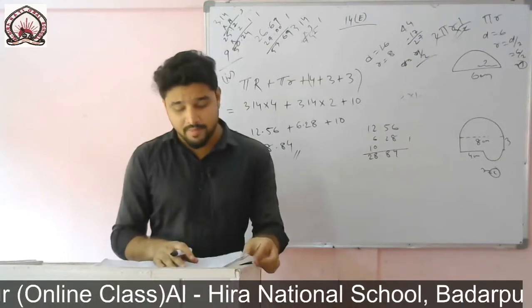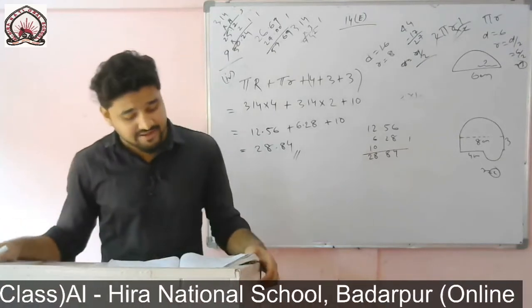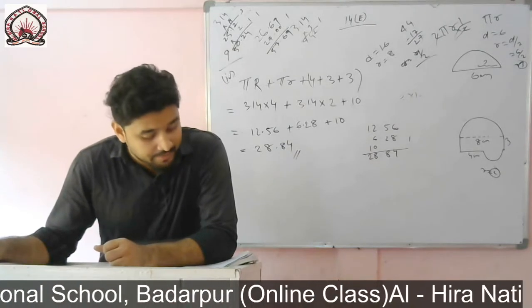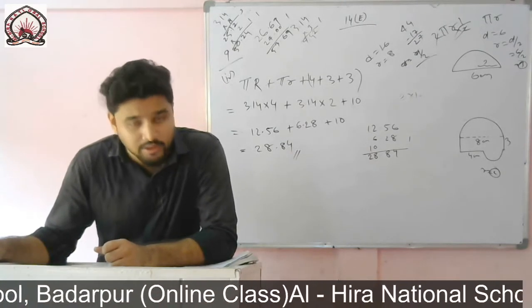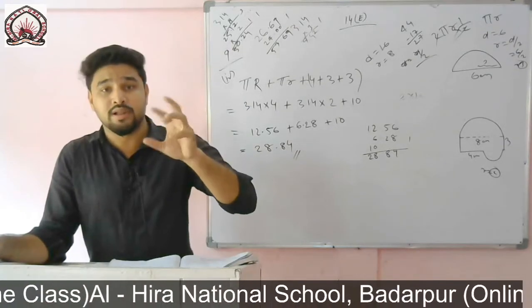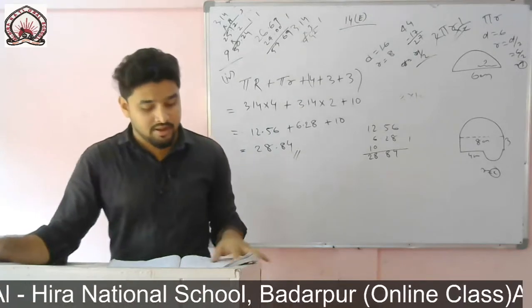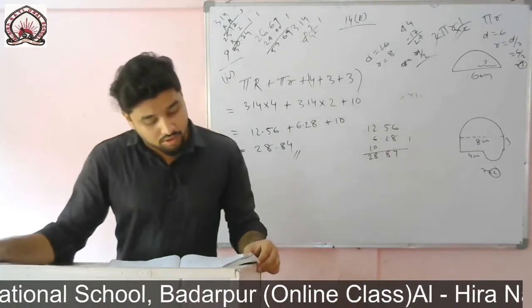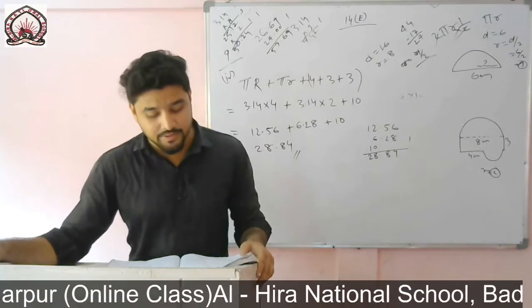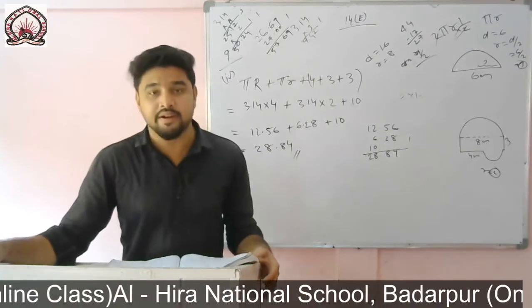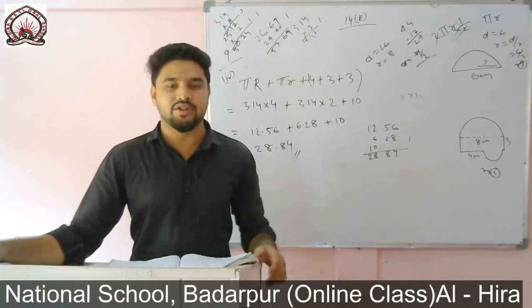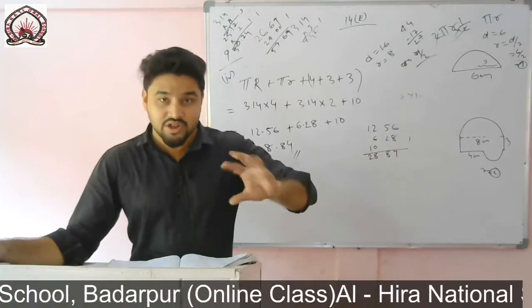Now come to question number 10. The diameter of a bicycle wheel is 20 centimeter. A bicycle has two wheels which are in circular shape, and the diameter of this circular shape is given, 20 centimeter. What distance will it cover in 100 revolutions? That means if it revolves 100 times, what distance will it cover.